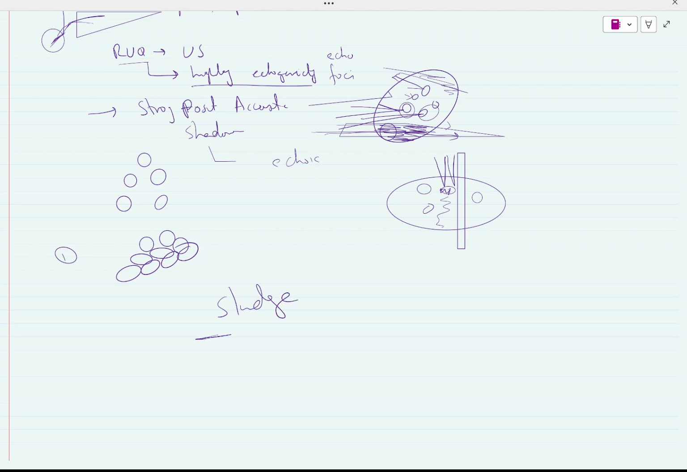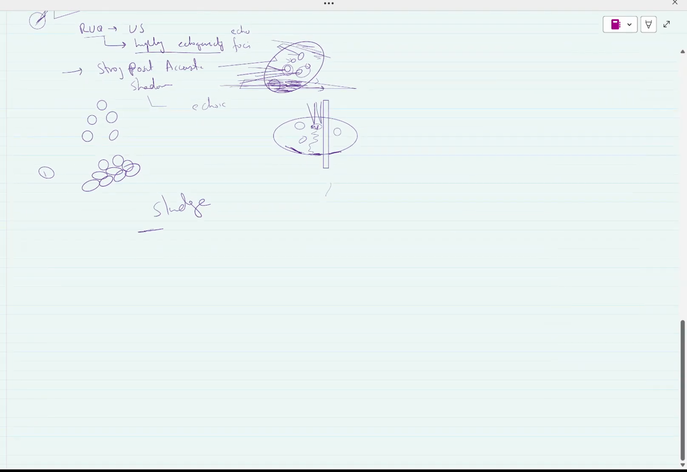Concentrated bile is called sludge. So where there is sludge present, there will be low echogenic foci, where there will be low absorption of sound waves. So these are our ultrasound studies.